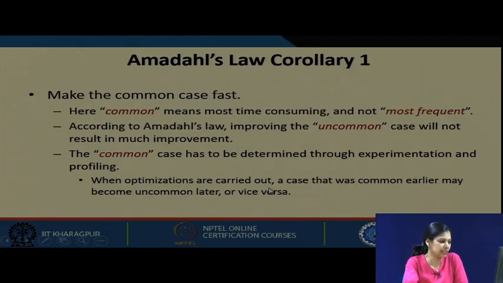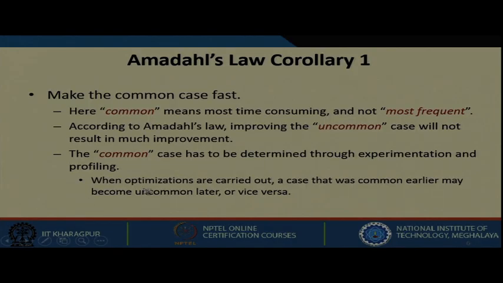So, the common case has been determined through experimentation and profiling. How can we say that this part is common? That can be determined through experimentation and through profiling. When optimizations are carried out, a case that was common earlier may become uncommon later or vice versa. So, you need to analyze the program over time, again and again, to understand this.